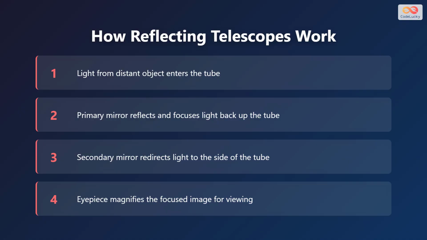The working of a reflecting telescope follows these steps. First, light from a distant object enters the open tube of the telescope. Second, the primary mirror at the base reflects this light and focuses it back up the tube toward the secondary mirror. Third, the secondary mirror redirects the focused light to the side of the tube, sending it toward the eyepiece. Finally, the eyepiece magnifies the focused image for viewing. Because reflectors use mirrors instead of lenses, they avoid certain optical problems that can occur with glass lenses.